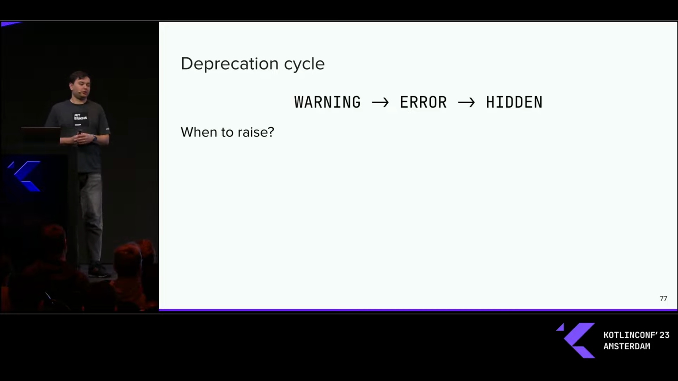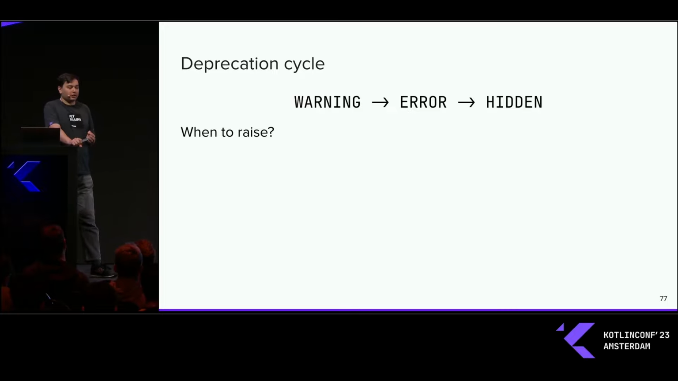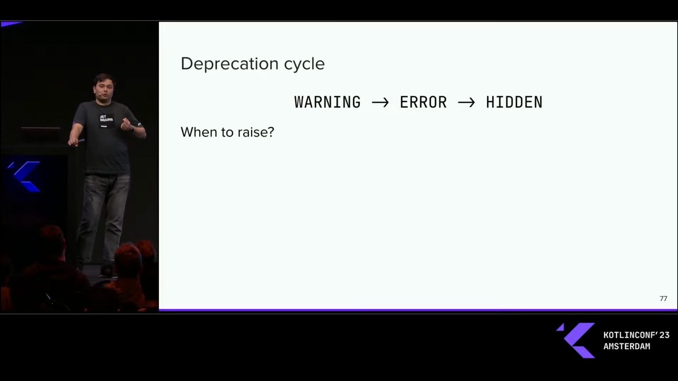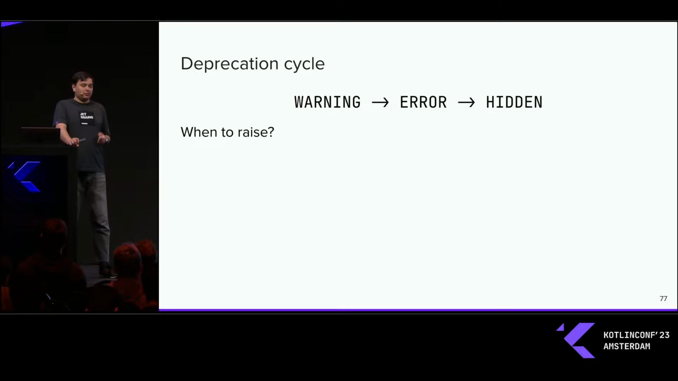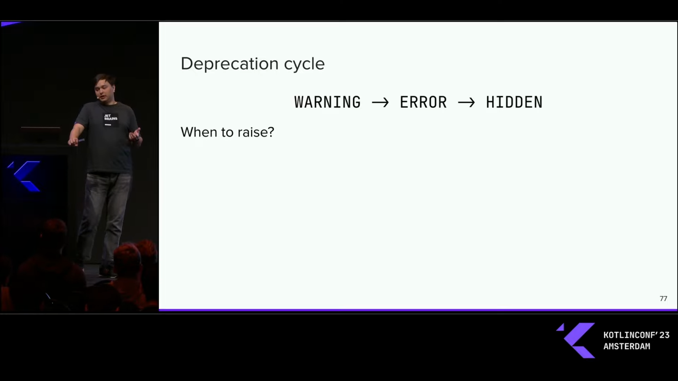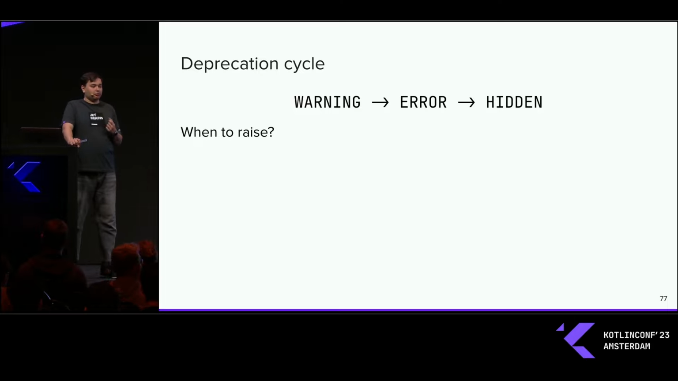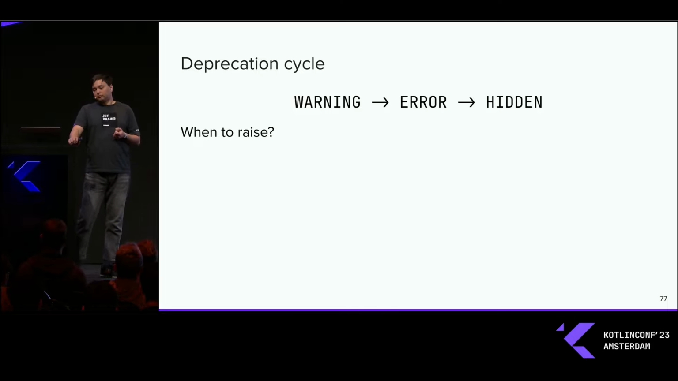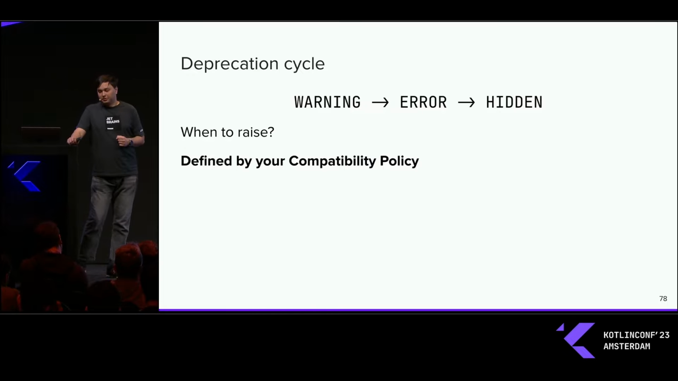So naturally, using these three levels, we can form some kind of deprecation cycle. When we want to delete something, we should first deprecate it with warning, then deprecate it with error, and finally hide it. And the question is when to raise this level of deprecation. The answer is, it is defined by your compatibility policy.